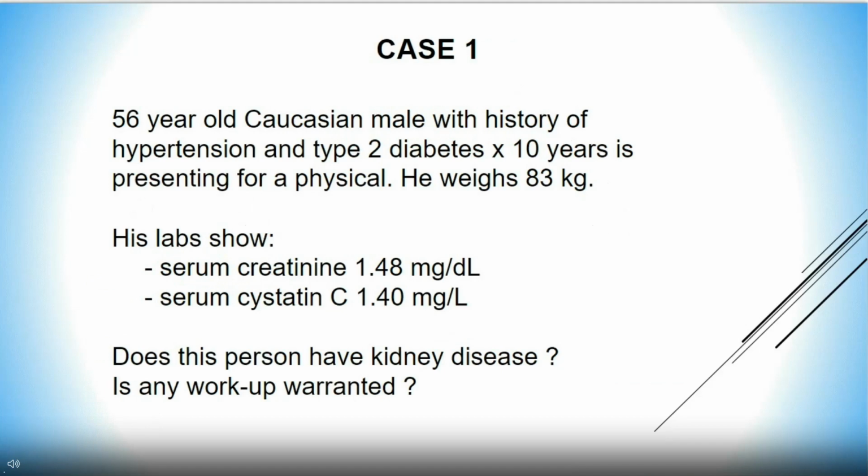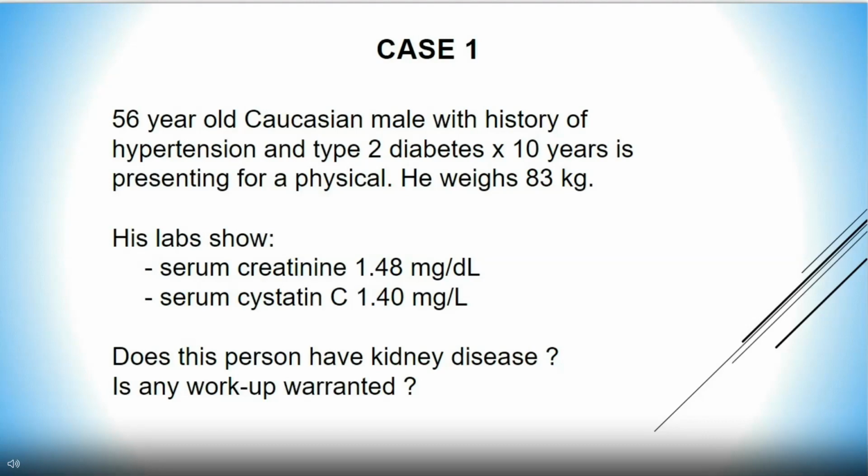So I wanted to go over a few clinical scenarios where the GFRs may not always be in agreement, to try and see how to approach it. So this is our first clinical scenario. We have a 56-year-old Caucasian male with a history of hypertension and type 2 diabetes for the past 10 years. And he weighs 83 kilograms. And his labs show a serum creatinine level of 1.48 and a serum cystatin C of 1.40. The question is, does this person have kidney disease, and do we need to do any workup?